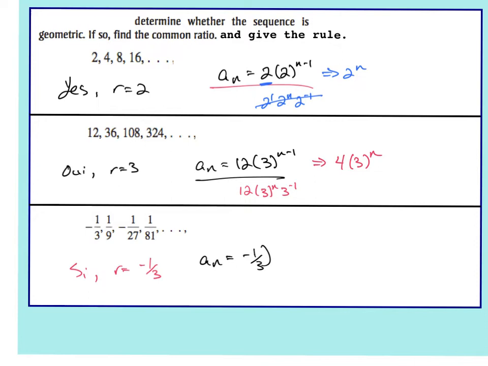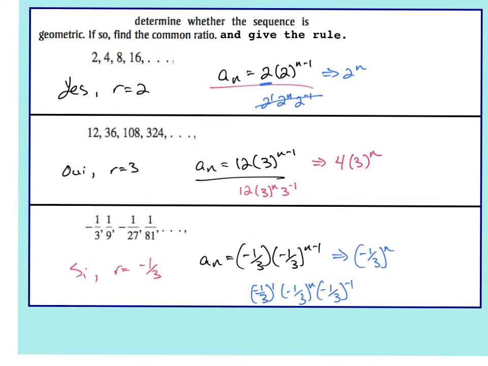So, what's my a sub n? Negative 1/3 times negative 1/3 to the power of n minus 1. So, if I were to rewrite that one, I'd have negative 1/3 to the power of 1, then negative 1/3 to the power of n, and then negative 1/3 to the power of negative 1. And so this would actually simplify to negative 1/3 to the power of n.